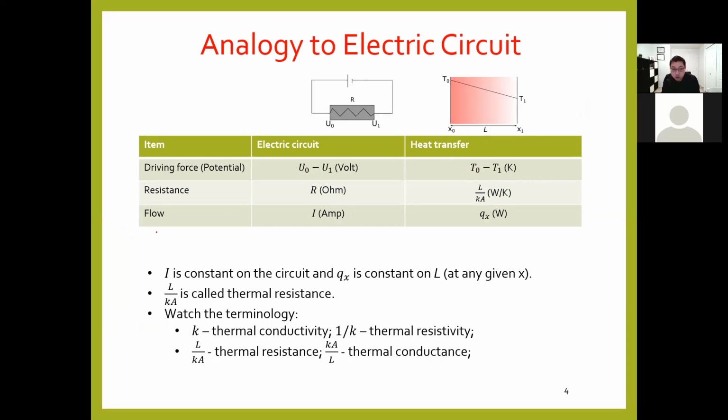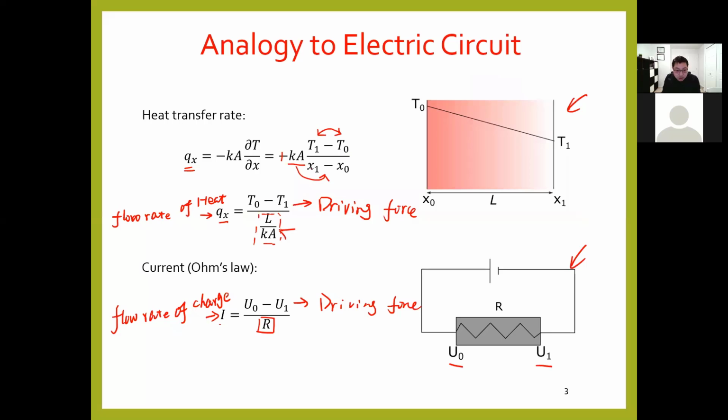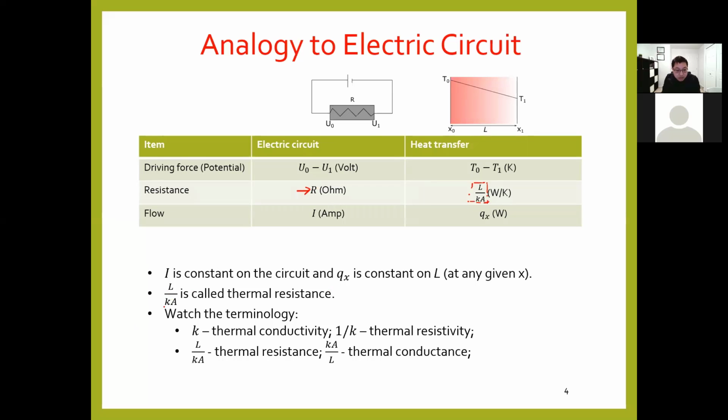For the flow rate of something, for charge it is current. For heat it is heat transfer rate. For the electrical resistance, which is R, and also for this quantity here in this equation, it is defined as thermal resistance. That's why L over kA is called thermal resistance. This is actually a very important concept. You need to know this.